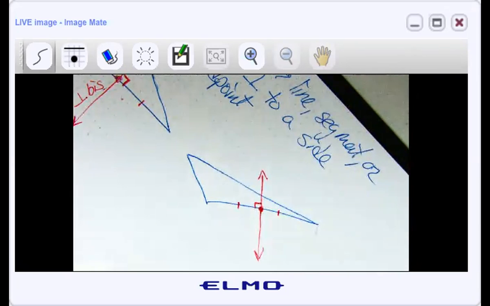So it's got to be perpendicular to one side, and the side that it's perpendicular to has to be the one that it's cutting in half. So it needs both of those requirements in order to be a perpendicular bisector.